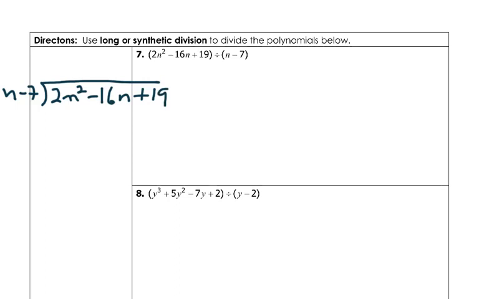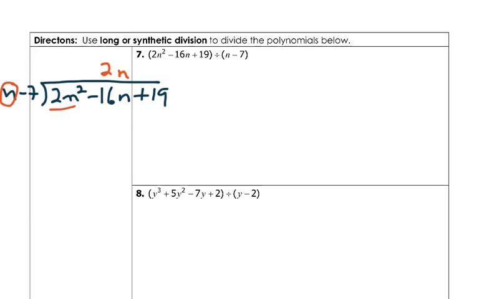All right, so hopefully you're thinking first term. We have n minus 7, but we're just looking at the first term. So divide the first term by the first term here, and we end up getting 2n. That's the first number we're writing at the top, over top of the like term, whatever it divided into. We are dividing by n, we end up getting 2n.